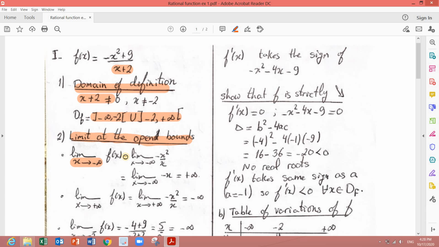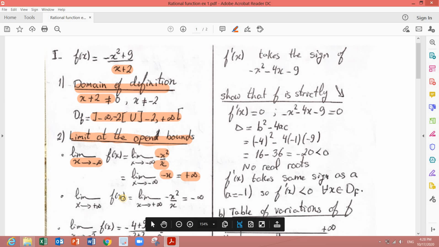First of all, let's determine the limit as x tends to minus infinity. Since it is a rational function, we take the highest degree of the numerator over the highest degree of the denominator. So we get minus x squared over x. We simplify x with x, it remains minus x, as x tends to minus infinity. Minus times minus infinity, we get plus infinity.